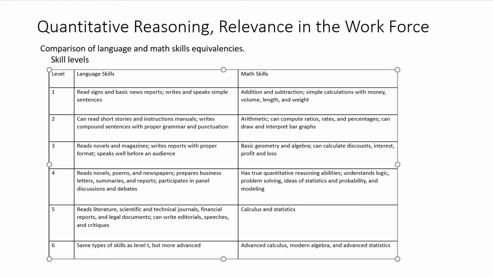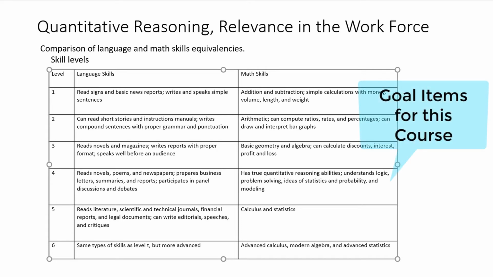Level 4 reads novels, poems, and newspapers, prepares business letters, summaries, and reports, participates in panel discussions and debates. The corresponding math skill has true quantitative reasoning abilities, understands logic, problem solving, ideas of statistics and probability, and modeling. That is the goal for this class.